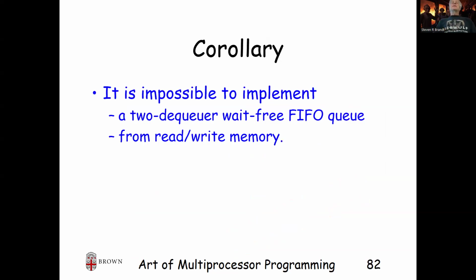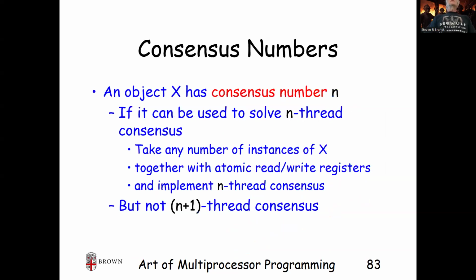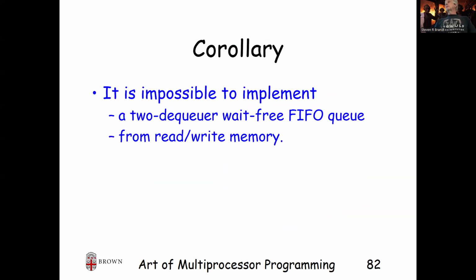It is impossible to implement a 2-thread wait-free FIFO queue from read-write memory. So it started out with something that may have seemed kind of abstract to you as consensus, and we've shown you what it means for a queue. Because if you could do this with a queue, that would mean... this shows you that it's already impossible to do with a queue.